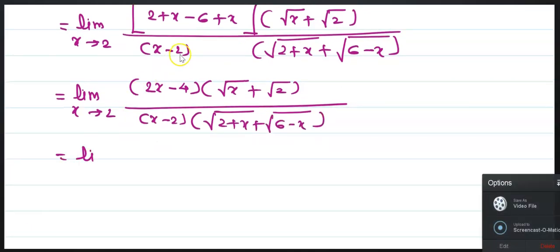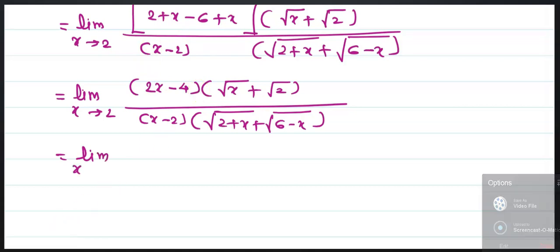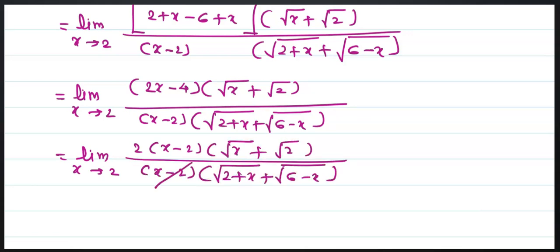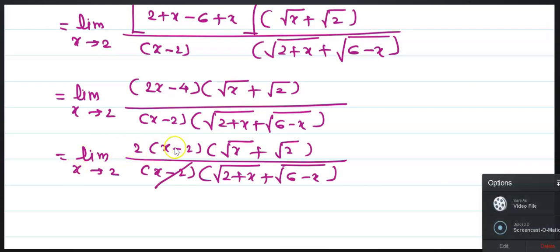Now we'll take 2 as a common, then in brackets you will get x minus 2 in the numerator and denominator. So this x minus 2 will get cancelled. From these two terms we are taking 2 as a common, then in brackets you will get x minus 2. This term will get cancelled.